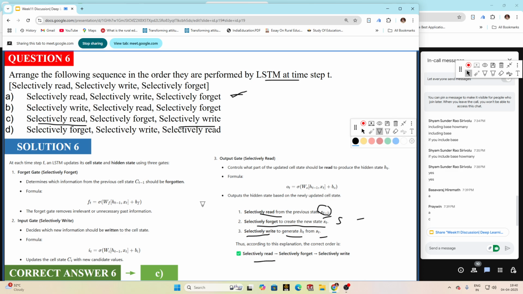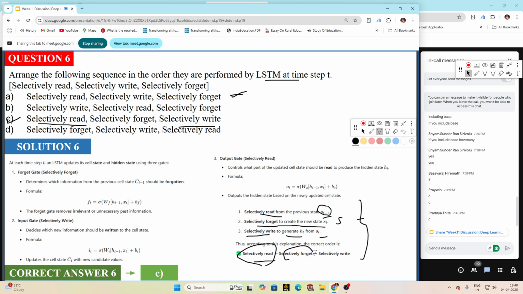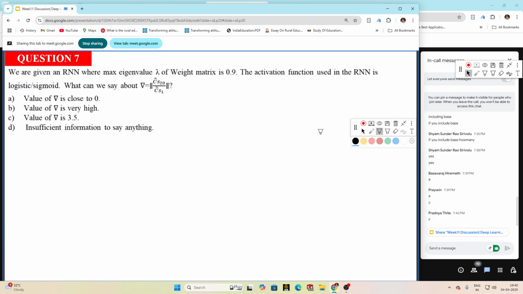So option C is the correct answer. This you need to remember. First you selectively read, then selectively forget and selectively write. I know this is confusing, but you just need to remember this. First it does the selectively read, selectively forget, and then it does the selectively write. This is a question, this you just need to remember it.